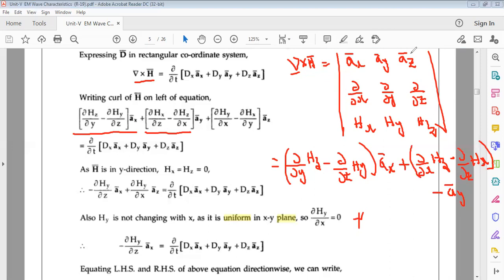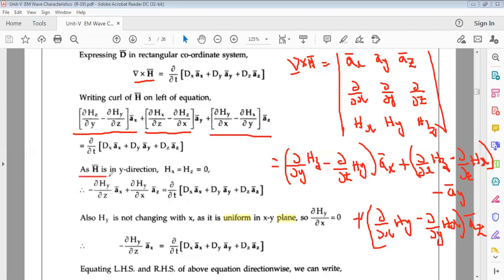And the last term, az bar, take these four: dou by dou x of Hy minus dou by dou y into Hx, all multiplied with the az bar. Okay, dou Hy by dou x minus dou Hx by dou y into az bar, the third term we got, and this is equal to dou by dou t of Dx ax bar plus Dy ay bar plus Dz az bar.